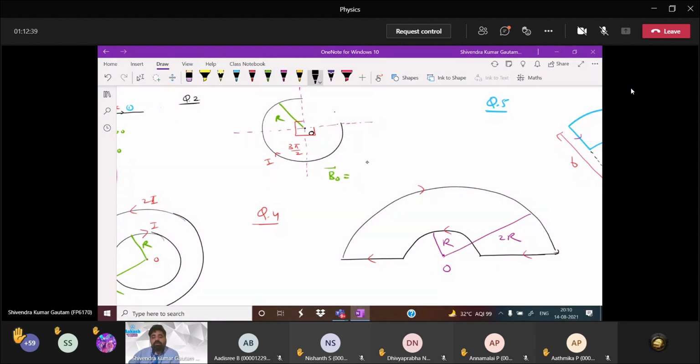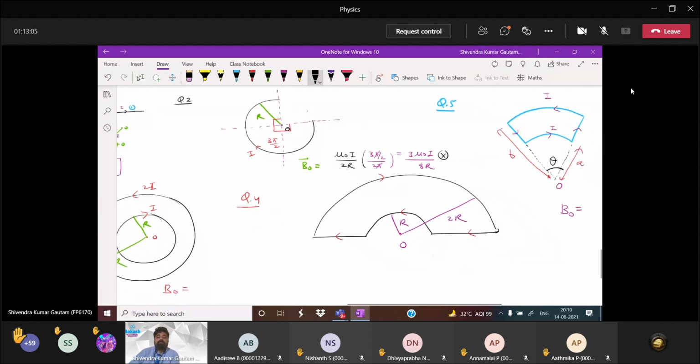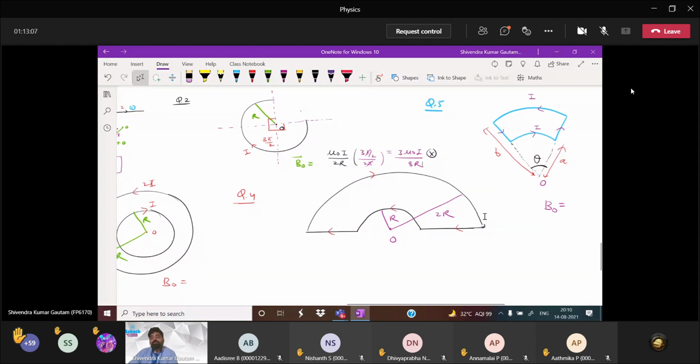And you know the magnetic field is mu naught I divided by 2R, times theta divided by 2 pi. What is theta here? Theta is 3 pi by 2, divided by 2 pi. Pi cancels. So 3 mu naught I by 2 into 2 into 2, it will be 8R. The direction you know very well, it will be inward. So 3 mu naught I by 8R. Clear? Everybody understood? Yes, sir.